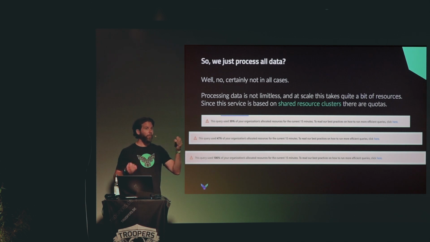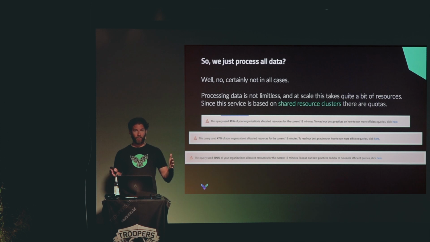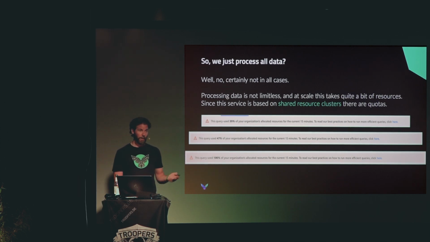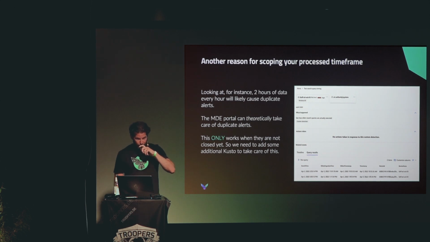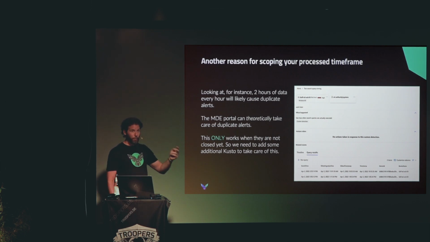But that might also lock you out from doing additional queries. So you have to be sort of conservative with your use, because you're running on a shared resource cluster, so you get allocated resources every hour. And if you go over that, then the detection fails, so you have more blind spots. And then you might say, okay, well, if we run every hour, we'll just look at 2 hours, and then you're fine, right? You have that coverage, which is sort of true, but you get duplicate alerts.